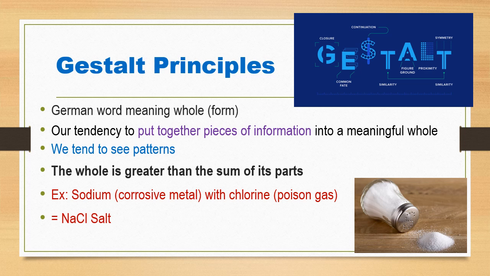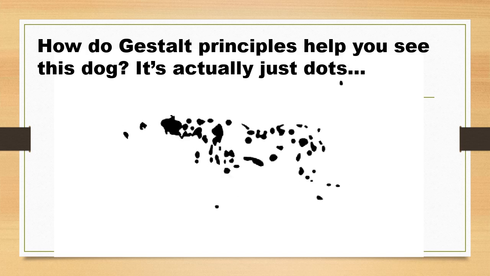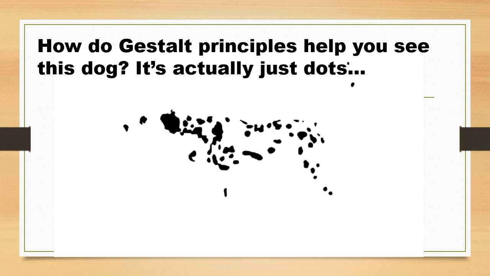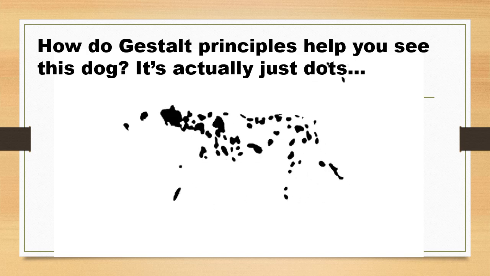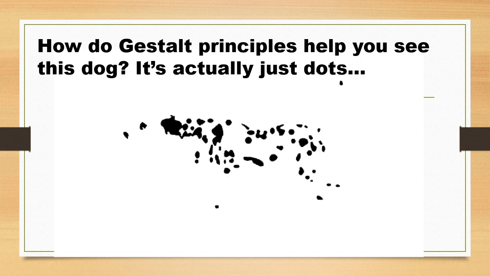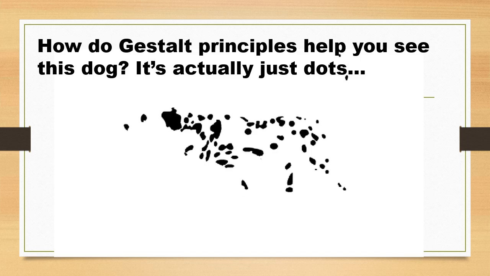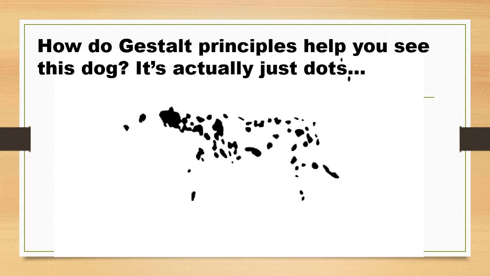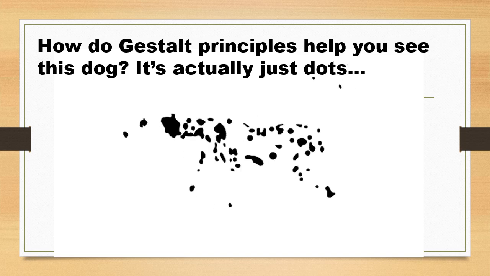When we're looking at a person in therapy with Gestalt, we believe the whole person is greater than the sum of all the parts of that person. And when we're looking at design with Gestalt, the way that our brain sees designs and patterns, the whole of it is greater than the sum of its parts. So how do Gestalt principles help you to see this dog? There's no dog there. It's just a bunch of dots on the page, but you're probably seeing a Dalmatian. And that's because of Gestalt principles that are putting it together.